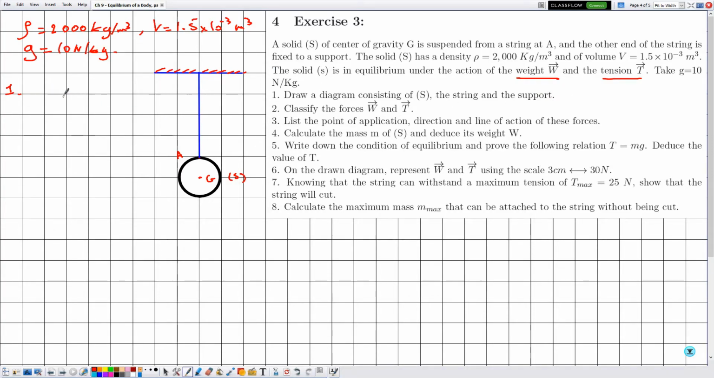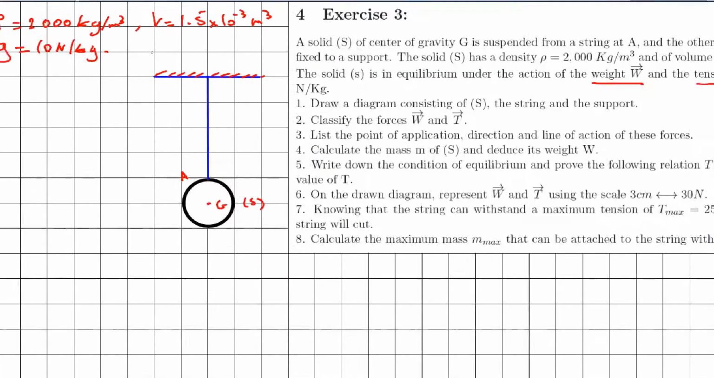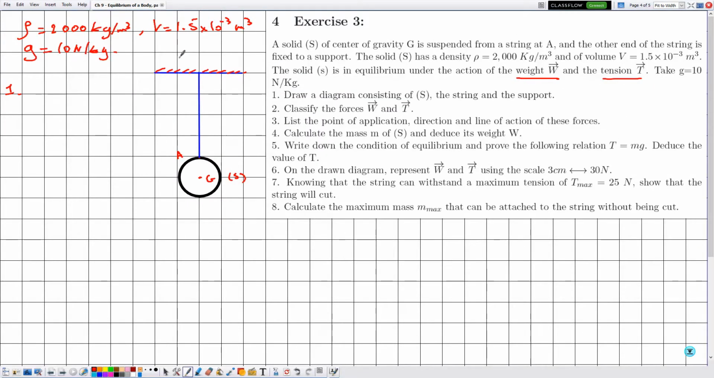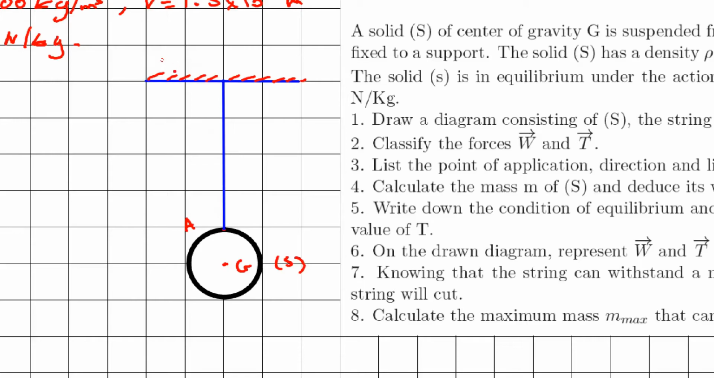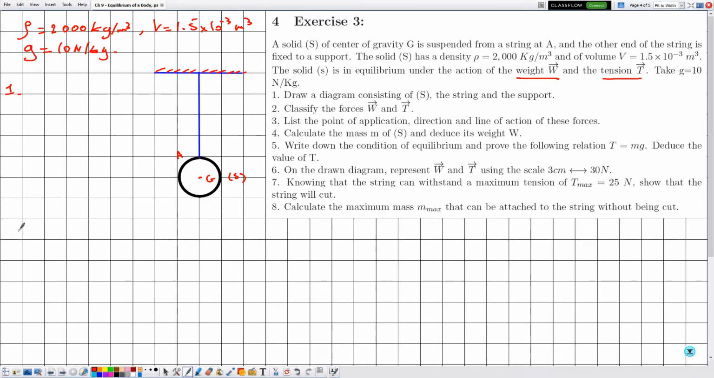Then this is the diagram for number 1. Now this shading here is not important. This is only to indicate that there is nothing above the support. We are not interested in what is above the support.